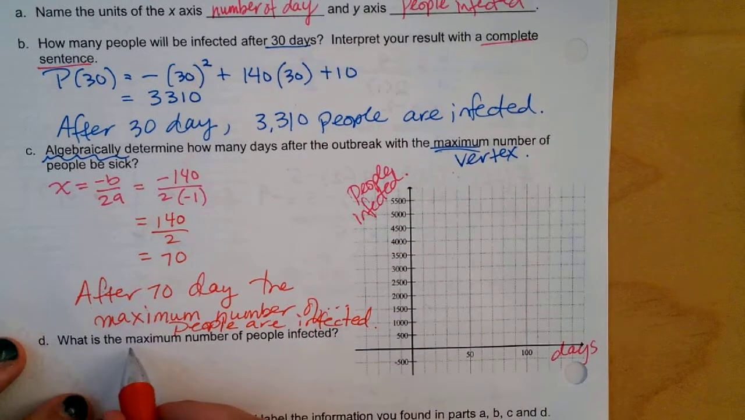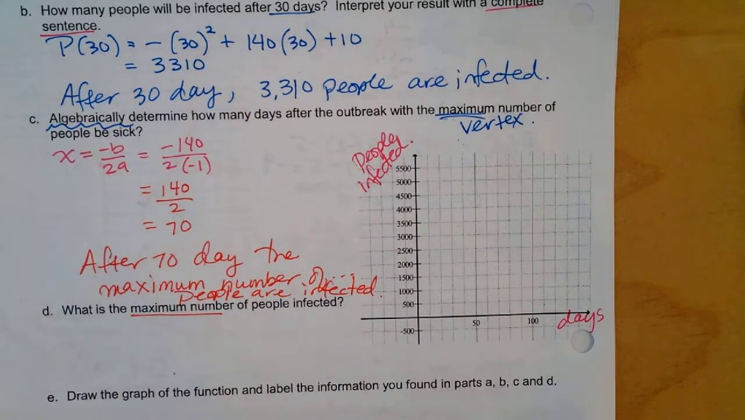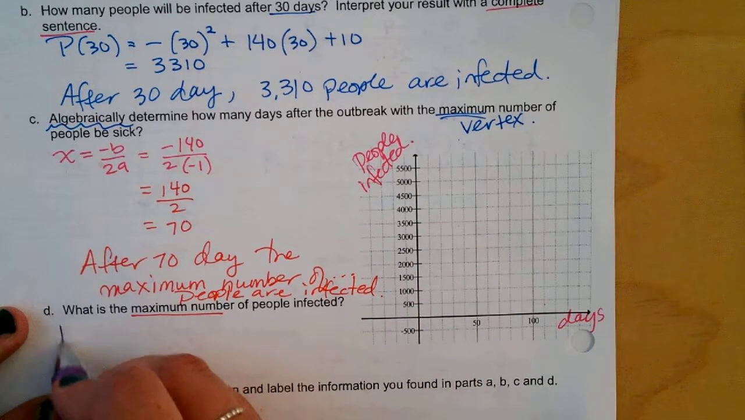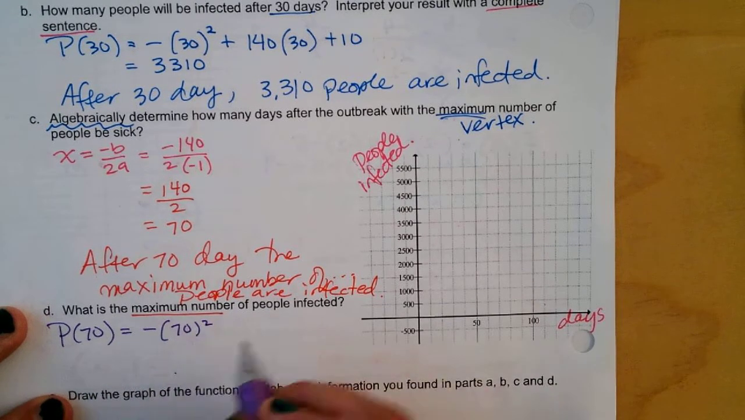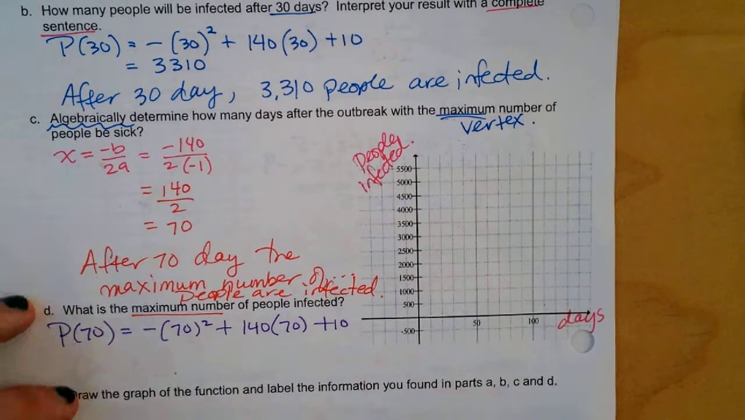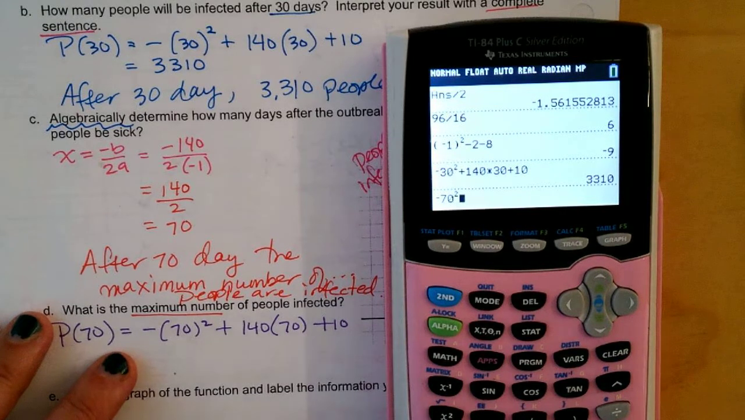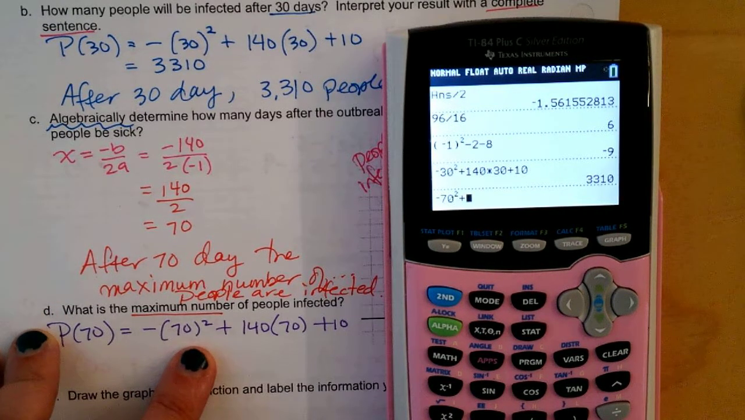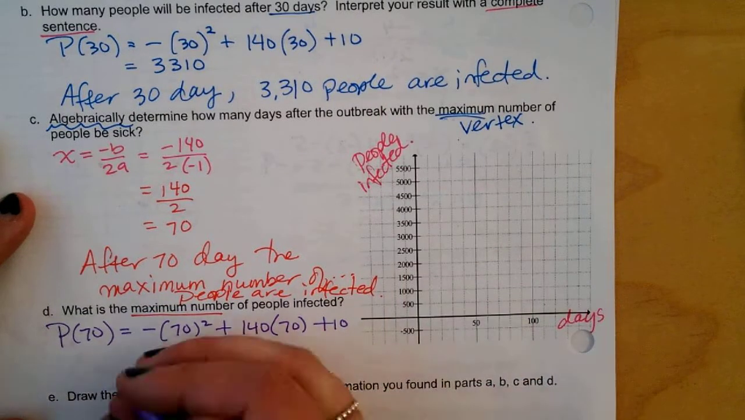What is the maximum number of people infected? How do we find that after we know? Oh, yes, just the same way we did here before. So we're going to find P of 70 equals negative 70 squared plus 140 times 70 plus 10. So I'm going to plug that again into my calculator. Negative 70 squared, because that negative is not in parentheses, it's not going to square the negative, plus 140 times 70 plus 10, and we have 4,910.